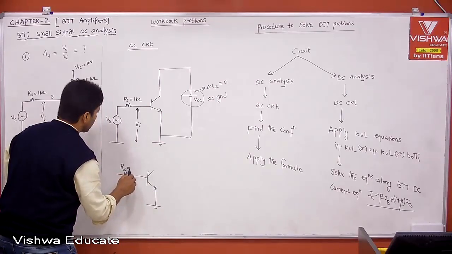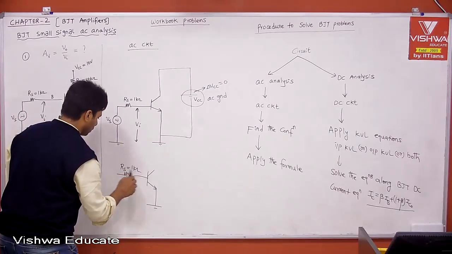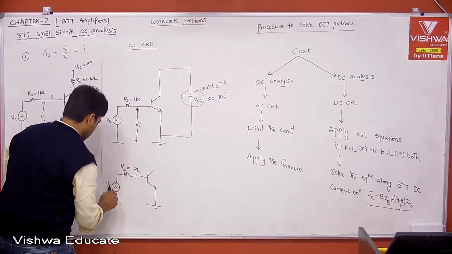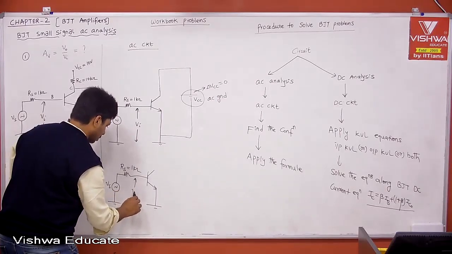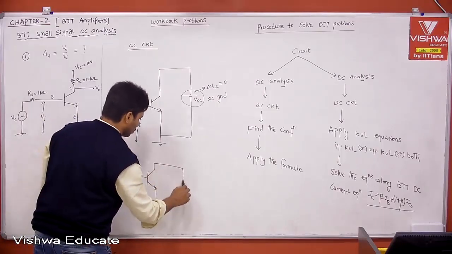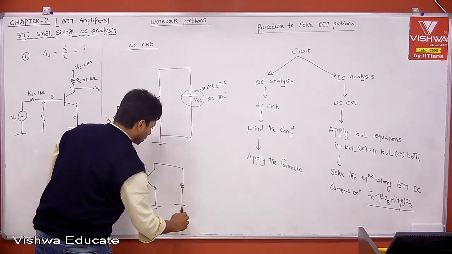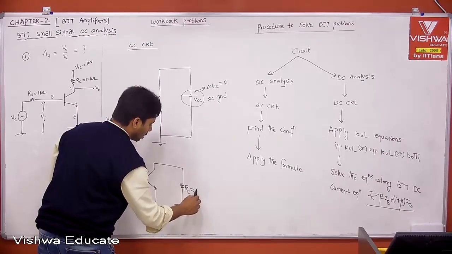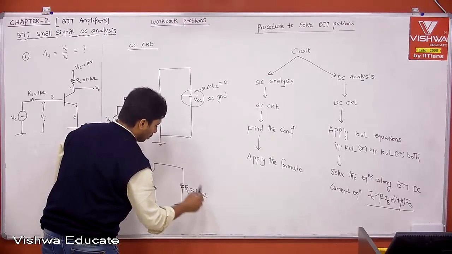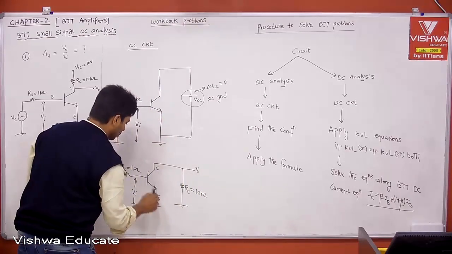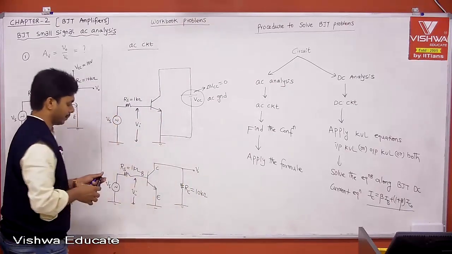This is RS, which is 1 kilo ohm. This is Vs, the input voltage, right? Now, this is the load. Let us say this is your RC, you can treat it as the load actually. That is your 10 kilo ohm, and this is your V0. This is collector, emitter, and then base.